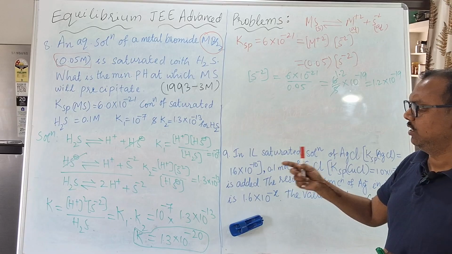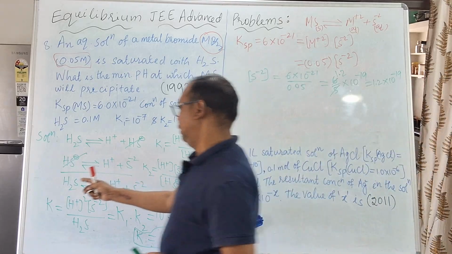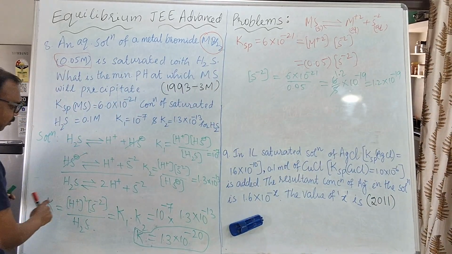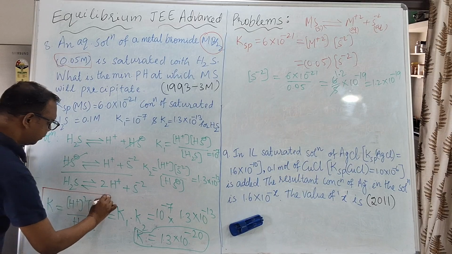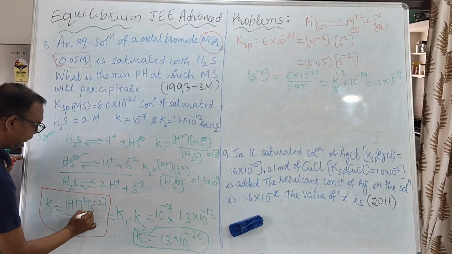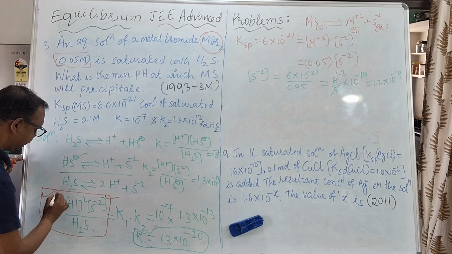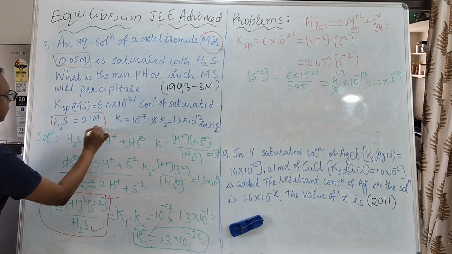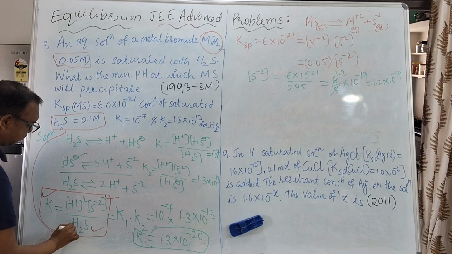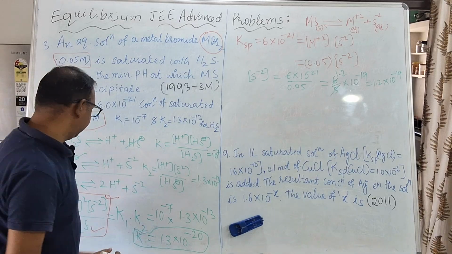Okay, the concentration of H plus from this equation. From this equation directly I am going to substitute the values here. Sulfide we know, and K we know. The concentration of H2S is given as 0.1. I am substituting all the values.